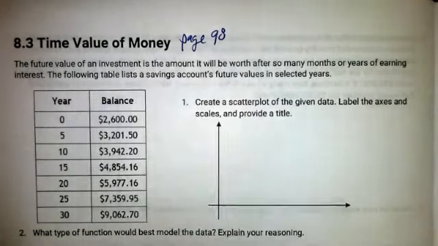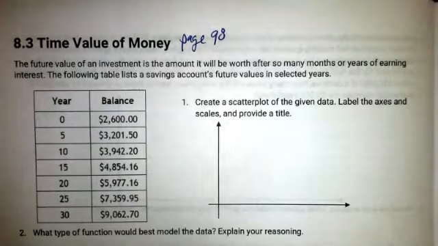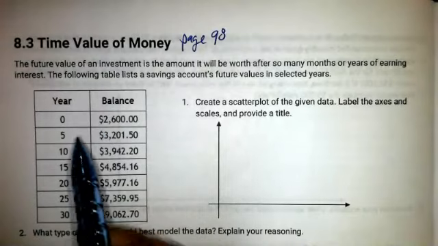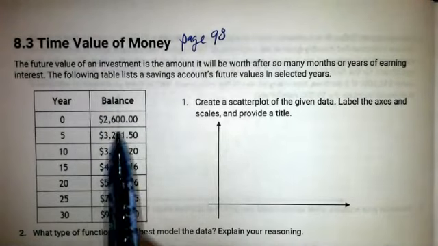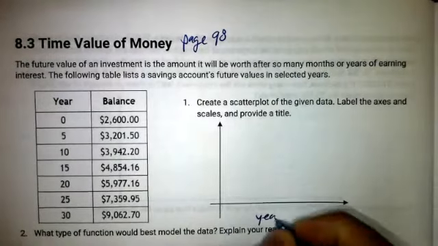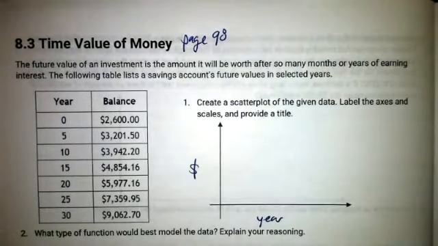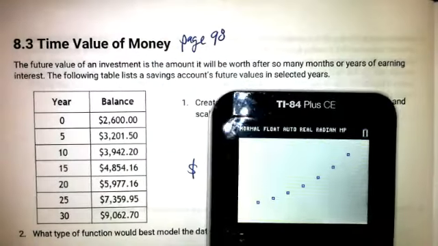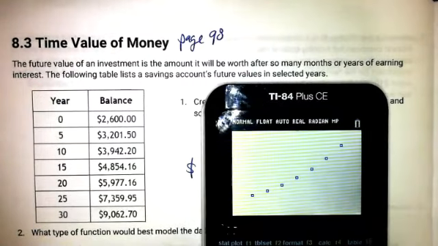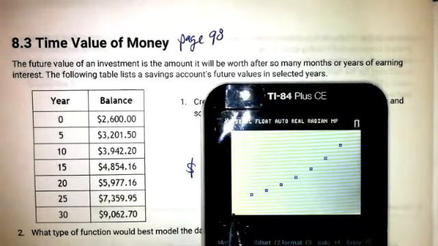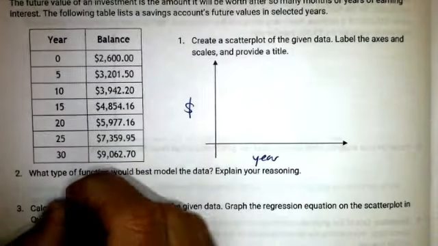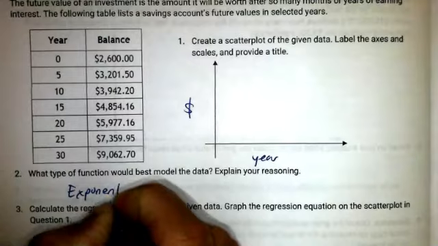Moving on to page 98, we're going to start talking about the time value of money. Here is an investment: an initial investment of $2,600, and then 5-year increments showing how much that investment is worth. I typed these into my data and ran my scatter plot, and we can see it slowly increases, and it's increasing more and more. That type of function is going to be exponential growth.